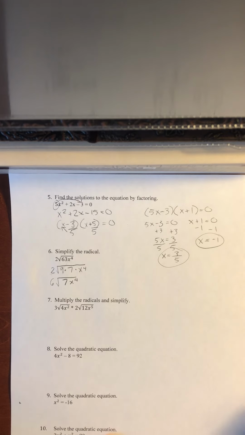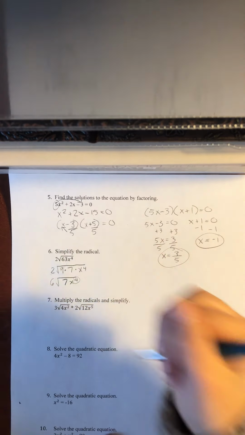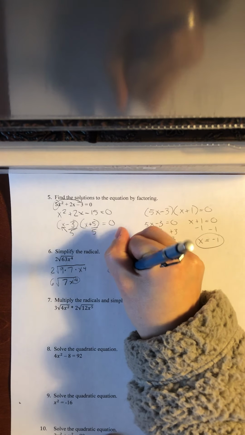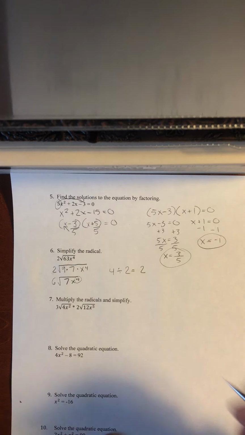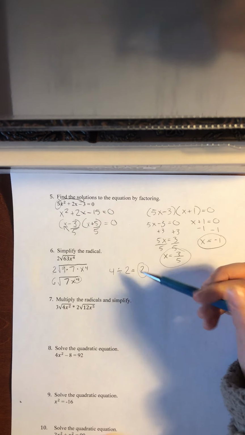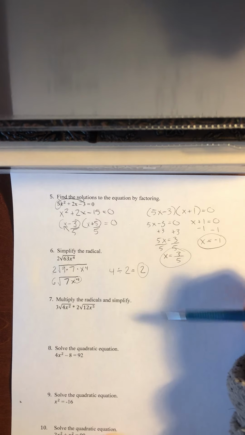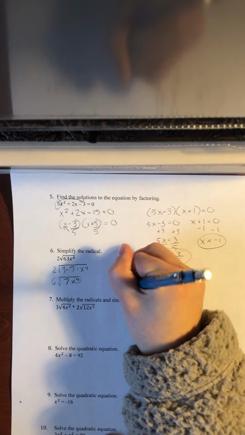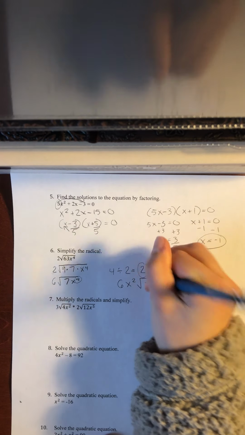So now we're here. Now remember, we take our exponent and we divide by 2, and that gets us 2. So that means 2 x's are coming out. There's nothing left under the radical. So it should be 6x squared radical 7.